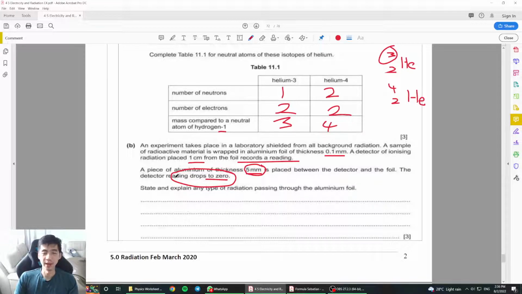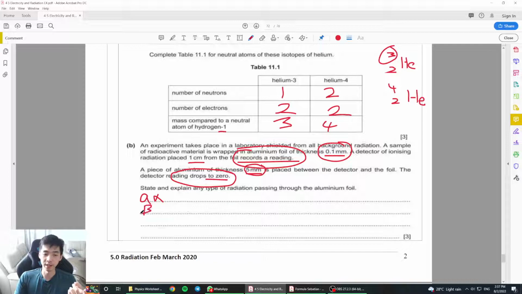Now, it's either going to be alpha, beta, or gamma only. Let's look at alpha first. I know for a fact that there's not going to be any alpha particles here, because even though this is only 0.1 mm, a piece of paper is sufficient to block the alpha particles already, right? So if it was really alpha particles, then the reading should have dropped, not still record a reading.